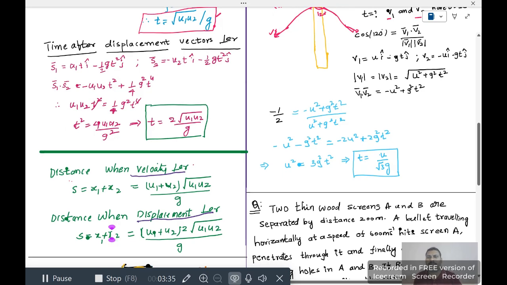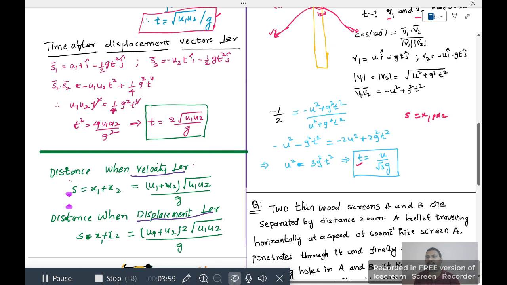Now same. First you have to find out the time, as discussed above. Cos theta is equal to v1 dot v2 by v1 and v2, and you will get t is equal to this formula. The distance is equal to s1 plus x2.